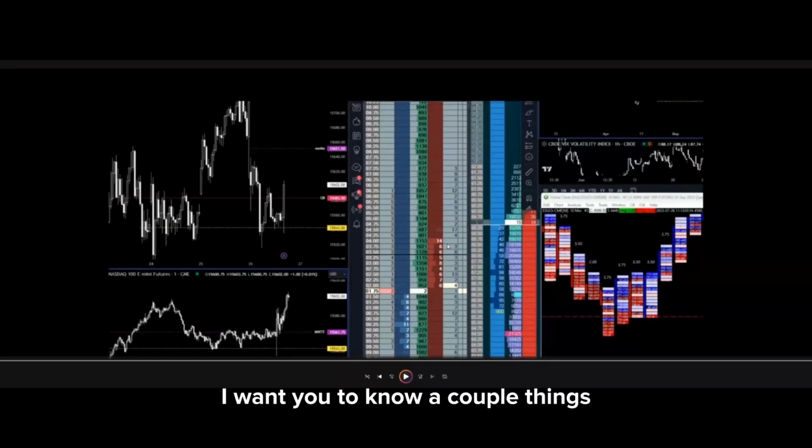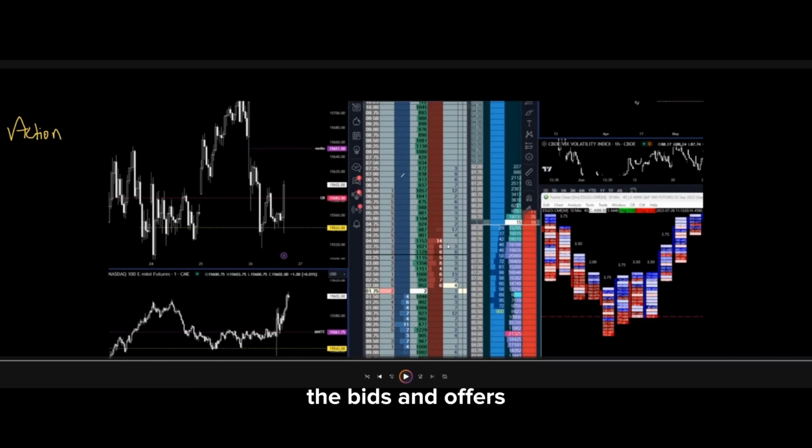Before I start the clip, I want you to know a couple of things. The first is going to be price action, the pace of the tape. Second is going to be the interaction of the buyers and sellers, the bids and offers, the blue and the red column, and the velocity of how price is transacting.